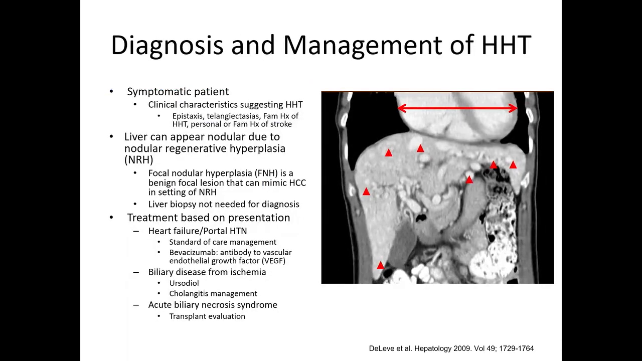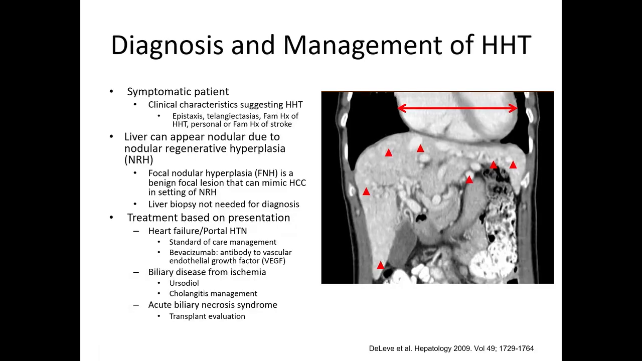The diagnosis and management of HHT is reviewed. Again, in the symptomatic patient presenting with classic symptoms of HHT, such as epistaxis, telangiectasias, or if they have a family history of HHT, or a family history of a stroke. In these patients, the liver can appear nodular due to nodular regenerative hyperplasia.